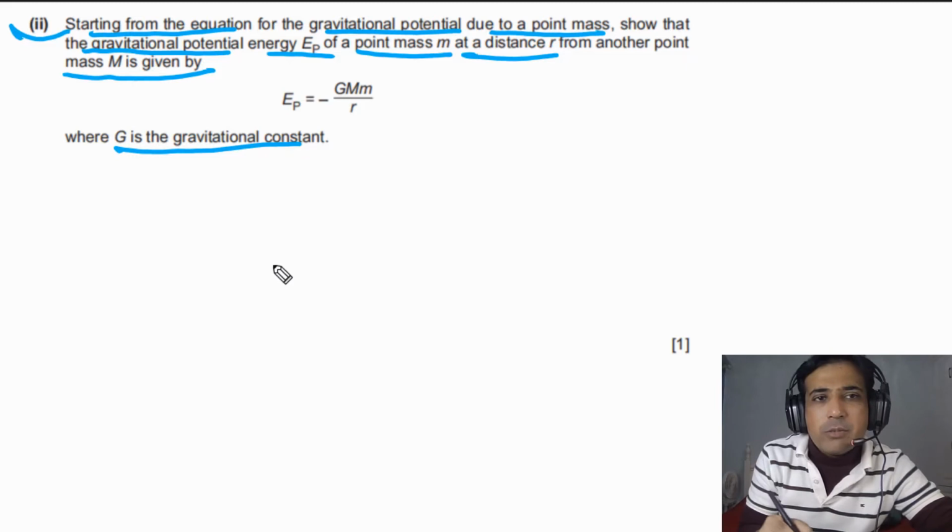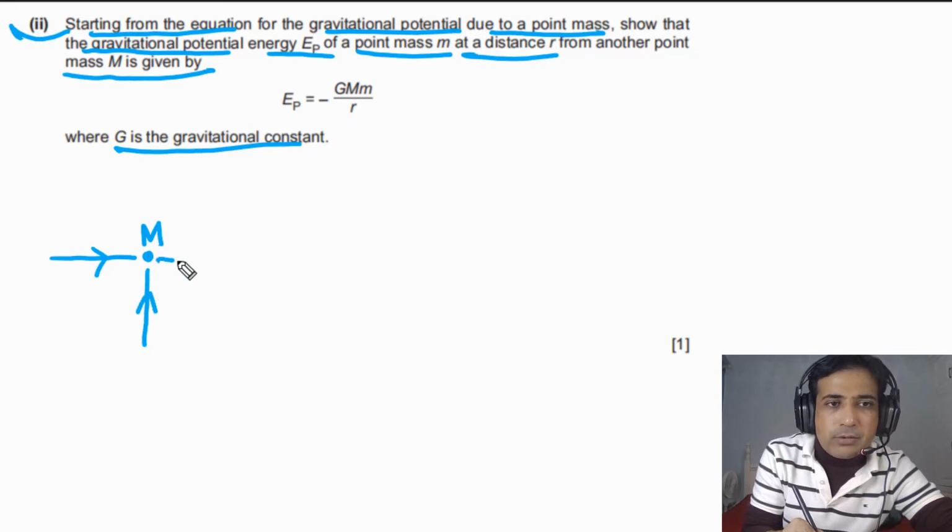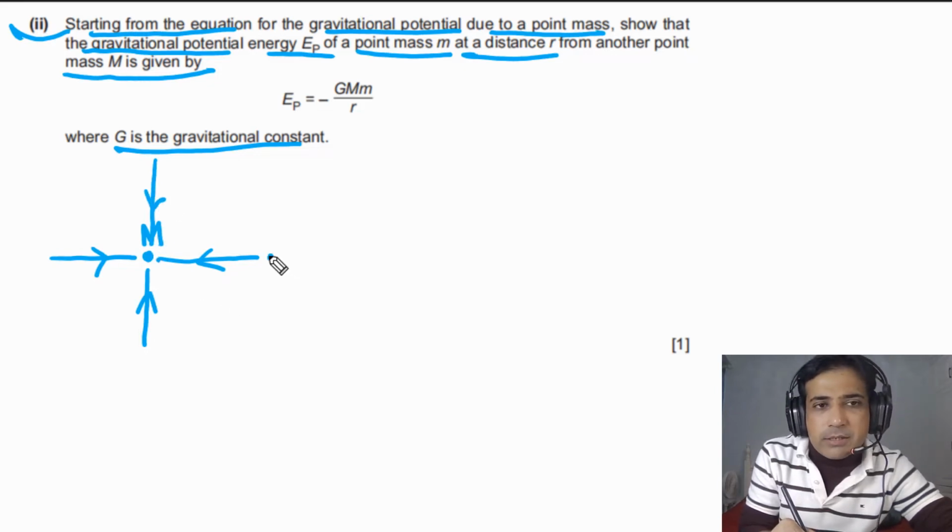So first of all, imagine that we have one point mass, and mass of this point mass is capital M, and it has its own gravitational field around it. So simply we can draw this one is the gravitational field. So this is gravitational field around this point mass. Now question is asking us, first of all, we consider potential at this point. Let's say this is point A.